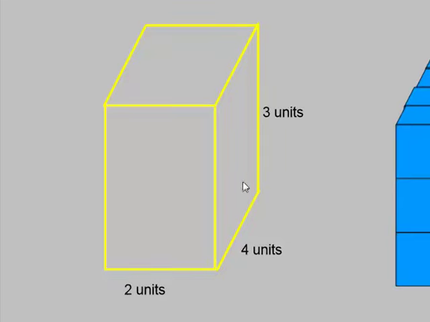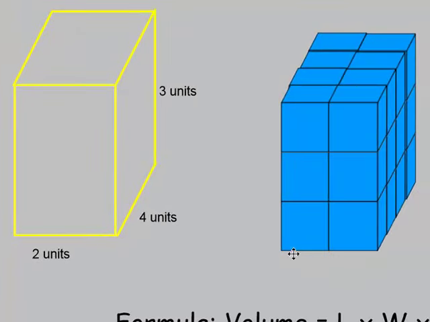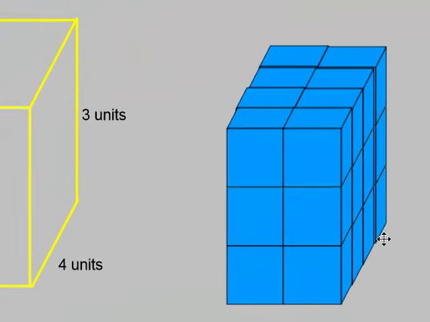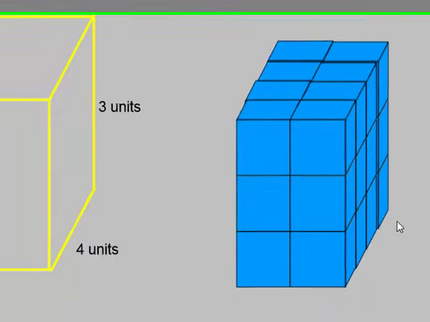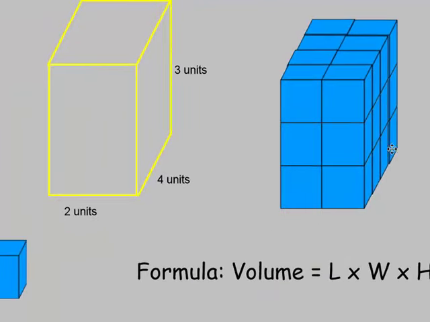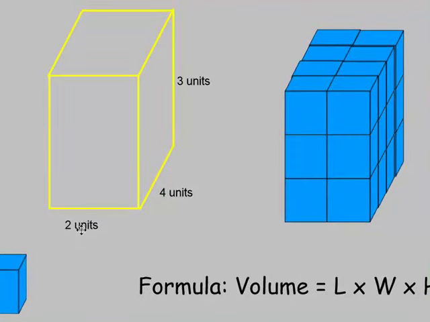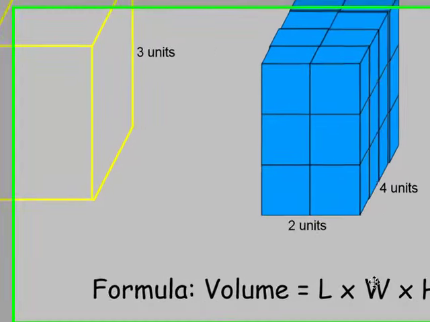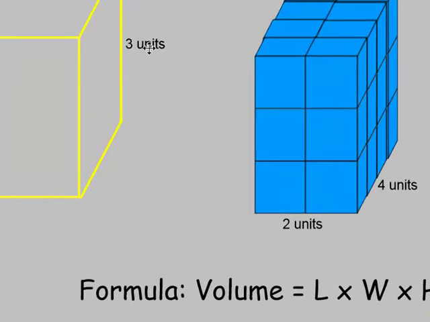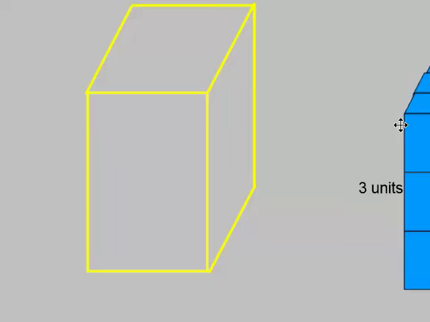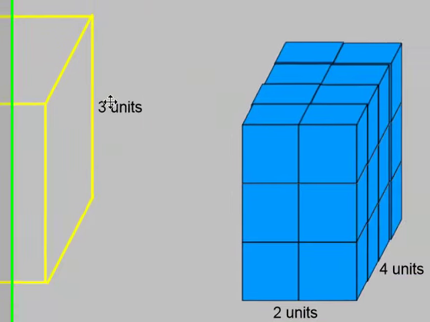As you can see, I illustrated this particular box outline in yellow as 2 units by 4 units by 3 units, and you can see on the array that I created with cubes, it goes 2 cubes in one direction, then 4 cubes deep, and then there are 3 cubes high. That creates my length of 2 units, my width of 4 units, and then my height of 3 units high.